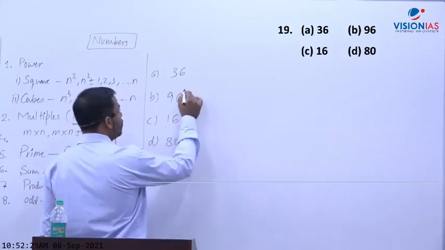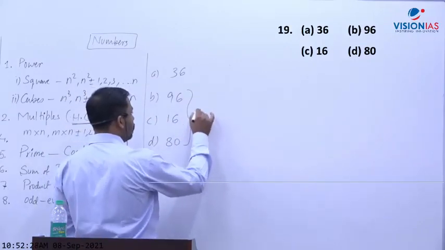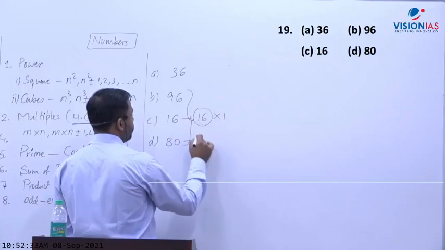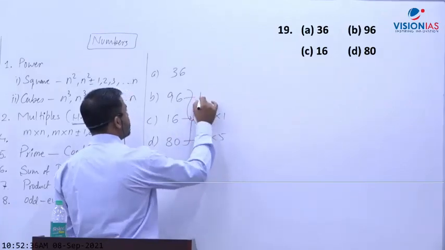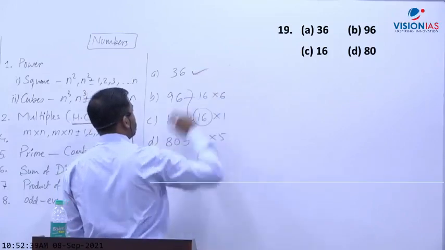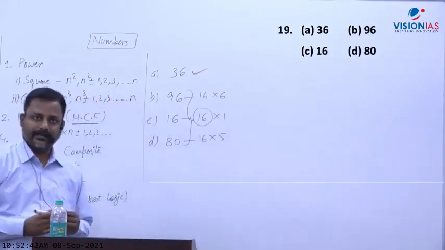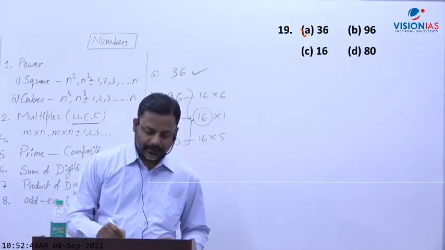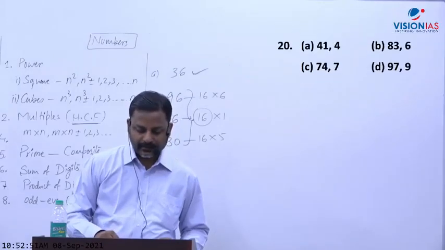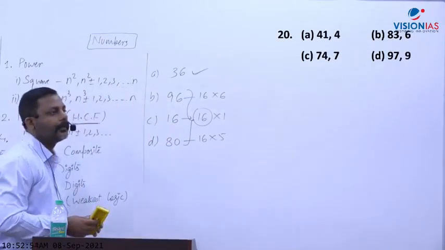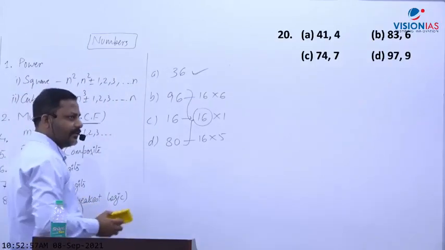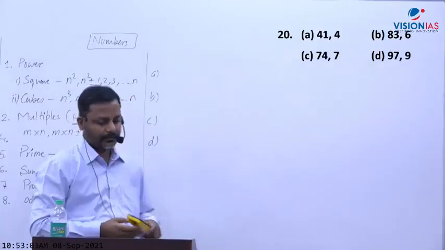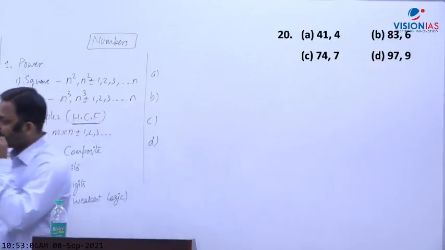See, these three numbers, their highest common factor is 16. This number is 16 multiplied by 1, this is 16 multiplied by 5, this is 16 multiplied by 6. But 36 doesn't come in the table of 16. Not divisible by 16. So the rest of the numbers are multiples of 16, but option A, 36, is not a multiple of 16.